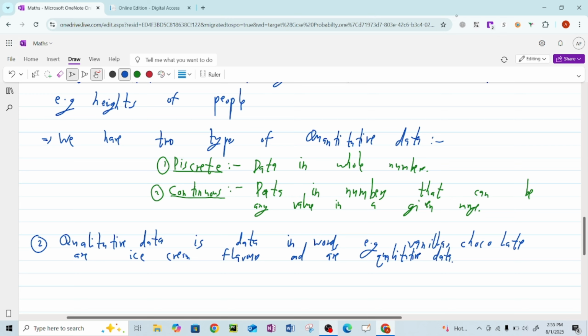Okay, so we have two types. One is the quantitative data, where we have two types, that is discrete, where data can be in whole numbers, and continuous, where data can be even in decimal points. Okay, qualitative data is data in words. For example, vanilla, chocolate, and ice cream. Or you could have, let's say, a pet's name. Okay, you have people's names, you have teams' names. Okay, these are different things that you can apply in qualitative data.